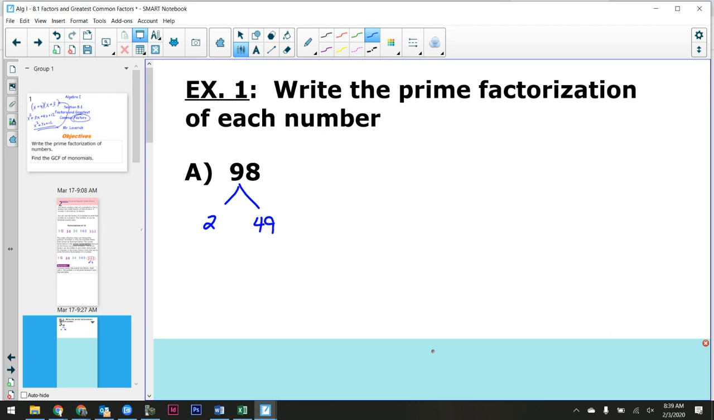49. Okay, is 49 prime? No. What is 49? 7 times 7. Okay, is 2 prime? Yes. Is 7 prime? Yes. So that's what's called its prime factorization. Once we cannot divide it out even anymore, and again, I'm not adding and subtracting here. I can't separate 7 into like 5 and 2, right? I'm talking about multiplication. So this is its prime factorization: 2 times 7 times 7. Again, if you really wanted to, we could say 2 times 7 squared.